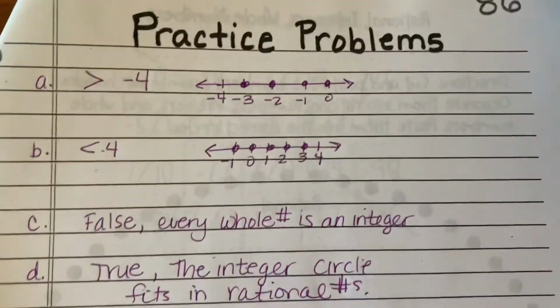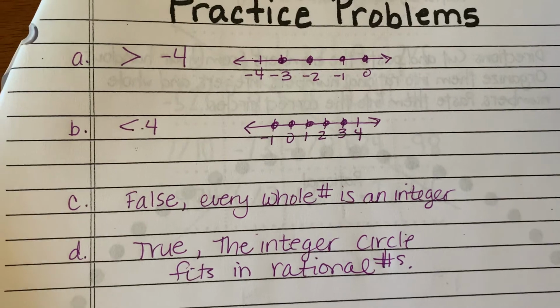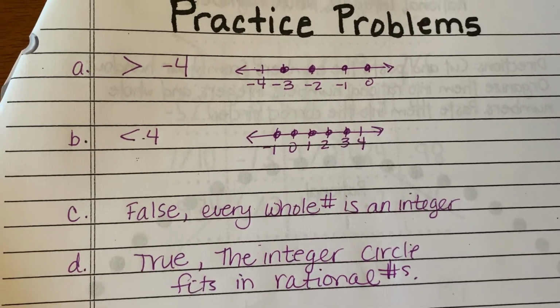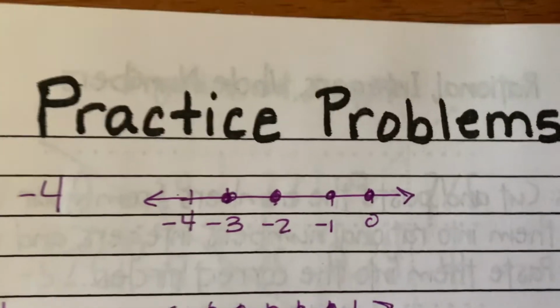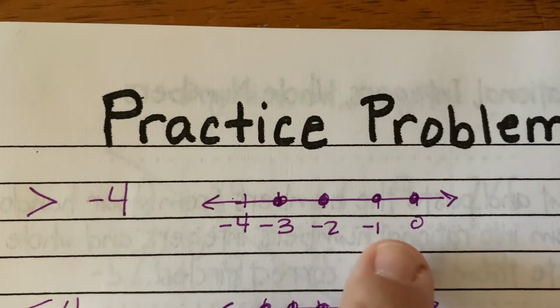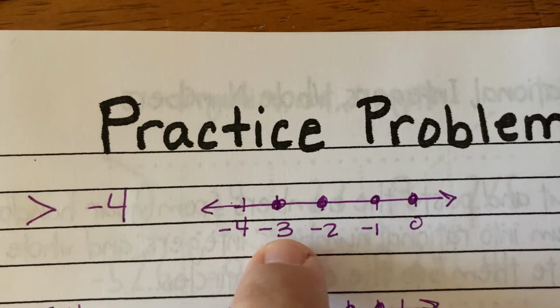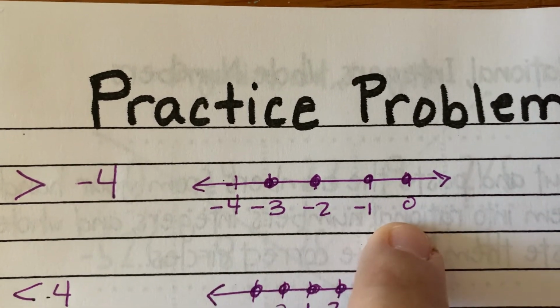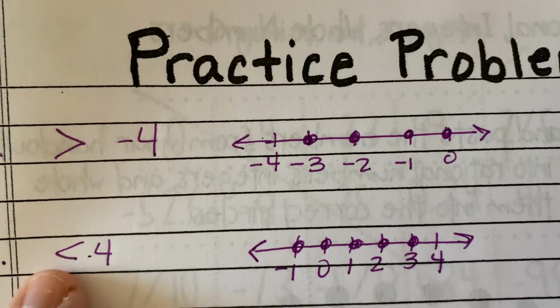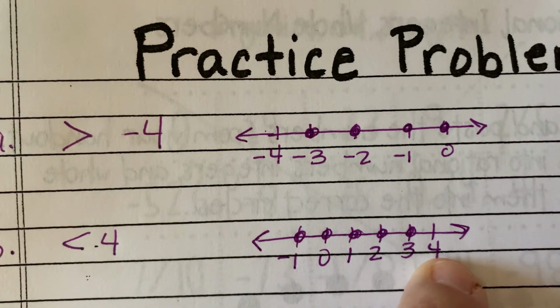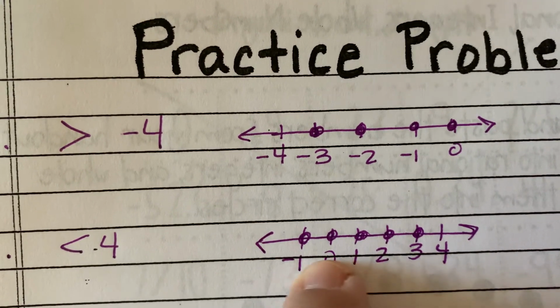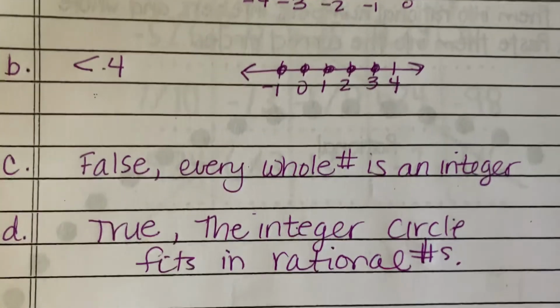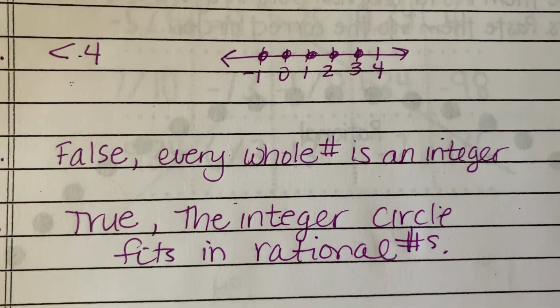Okay, so it asked you to look at A, it said is greater than -4. So if I look at this, I cannot include -4 because it didn't say equal to. But it would be anything bigger than that. So you wanted to plot anything bigger. This one is to plot anything less than 4. So I cannot include 4, but I would do 3, 2, 1, and so forth. And then it asked a true or false statement.